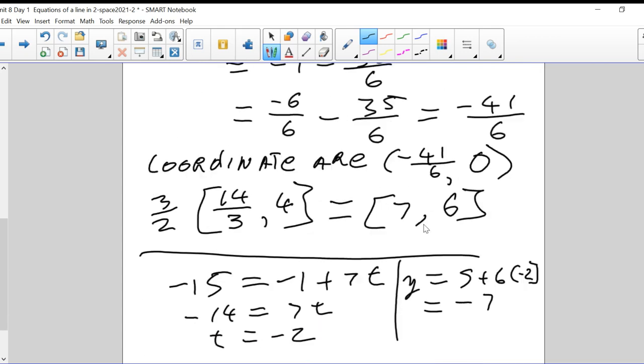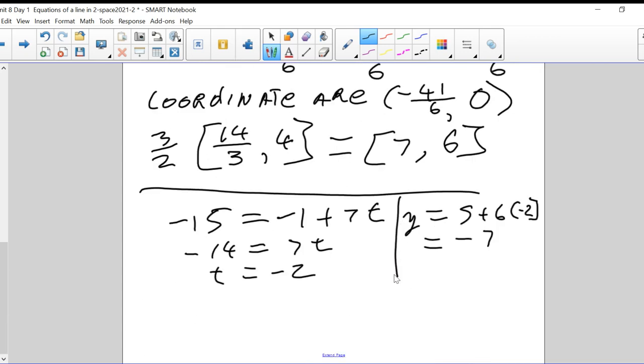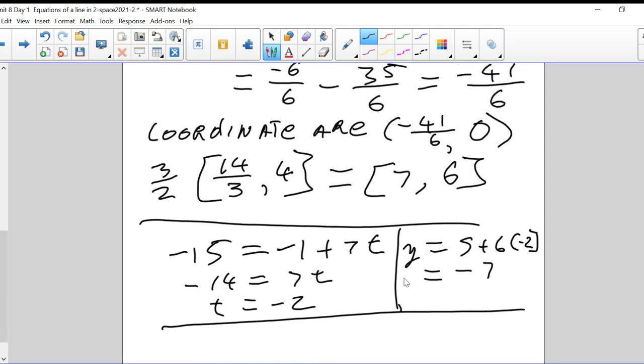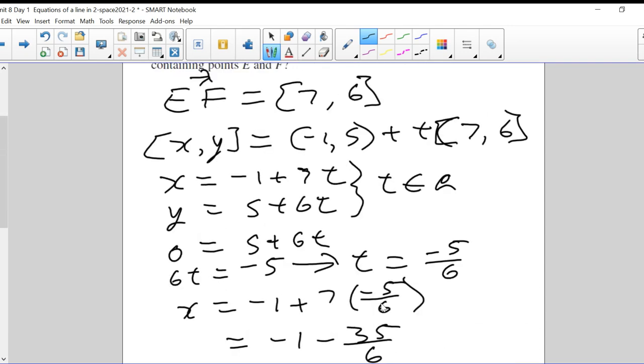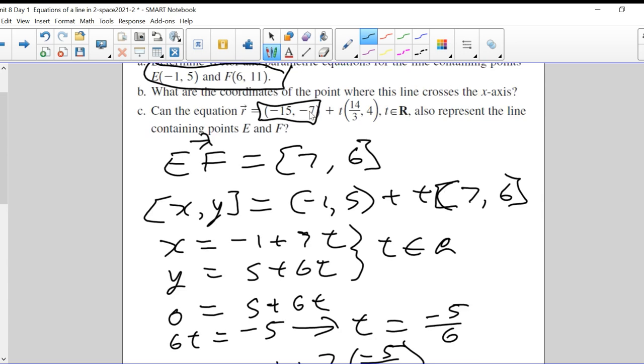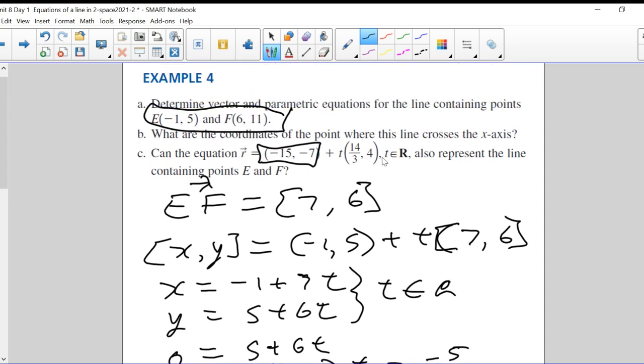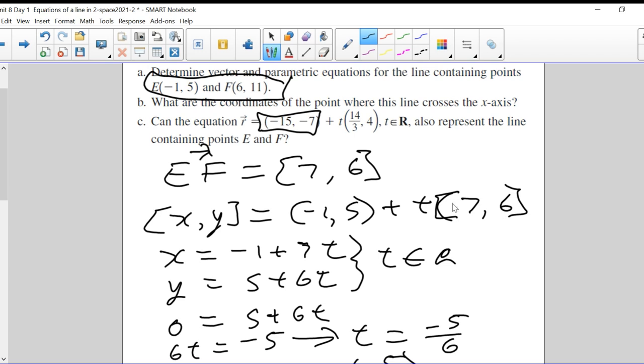All right. So once you've established that the point that you have on this vector equation is also on this line that joins these 2 points together, and that they have the same direction vector, which is 7, 6, then we know that that's right. Now, another thing that you could have done to see if they have the same direction vector is simply put the 4 over the 14 over 3 and see if, when you reduce that down, you get the same thing as the 6 over 7, right? That's another way that you could have seen whether these direction vectors are the same.